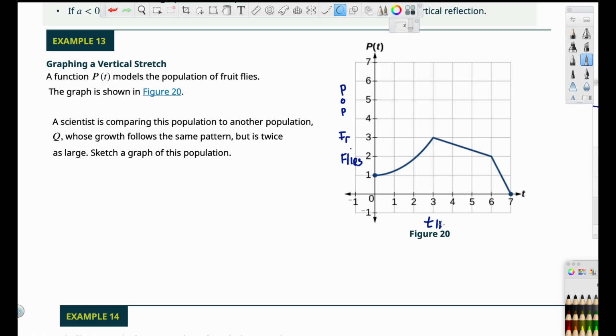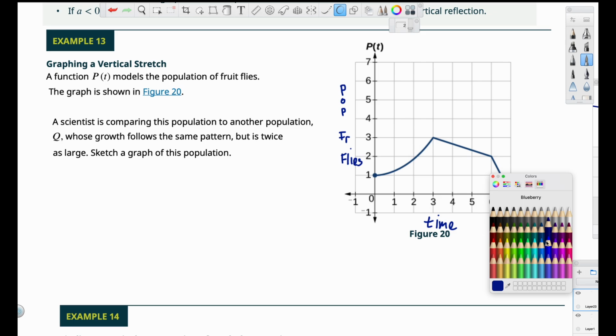So this is going to be time. It doesn't say what it is. It could be minutes, days. Fruit fly is probably days, right? So a scientist is comparing this population. Okay, so this population starts at 1 at time 0, and then it goes up to 3 at time 3, and then starts to decline to 6, and then at time 7, it's 0. So there is no population. So we're looking for a new population, Q of t here. And Q of t, it says right here, is going to be twice whatever the P of t is.